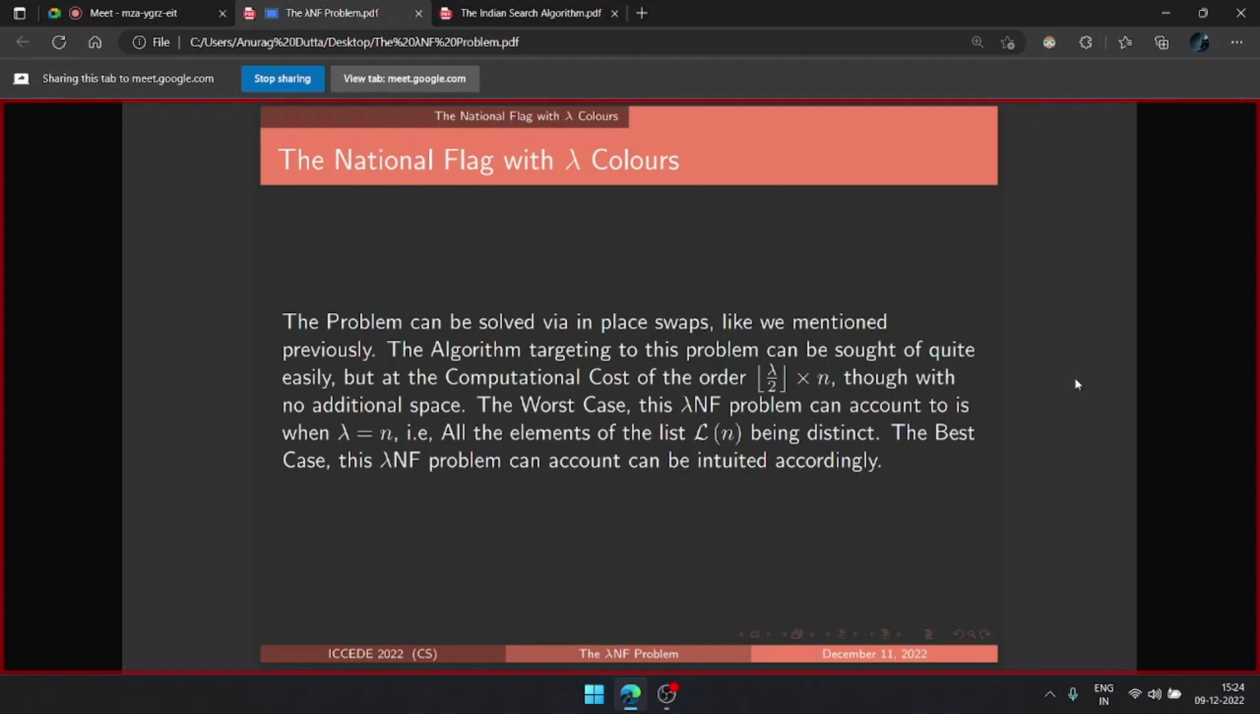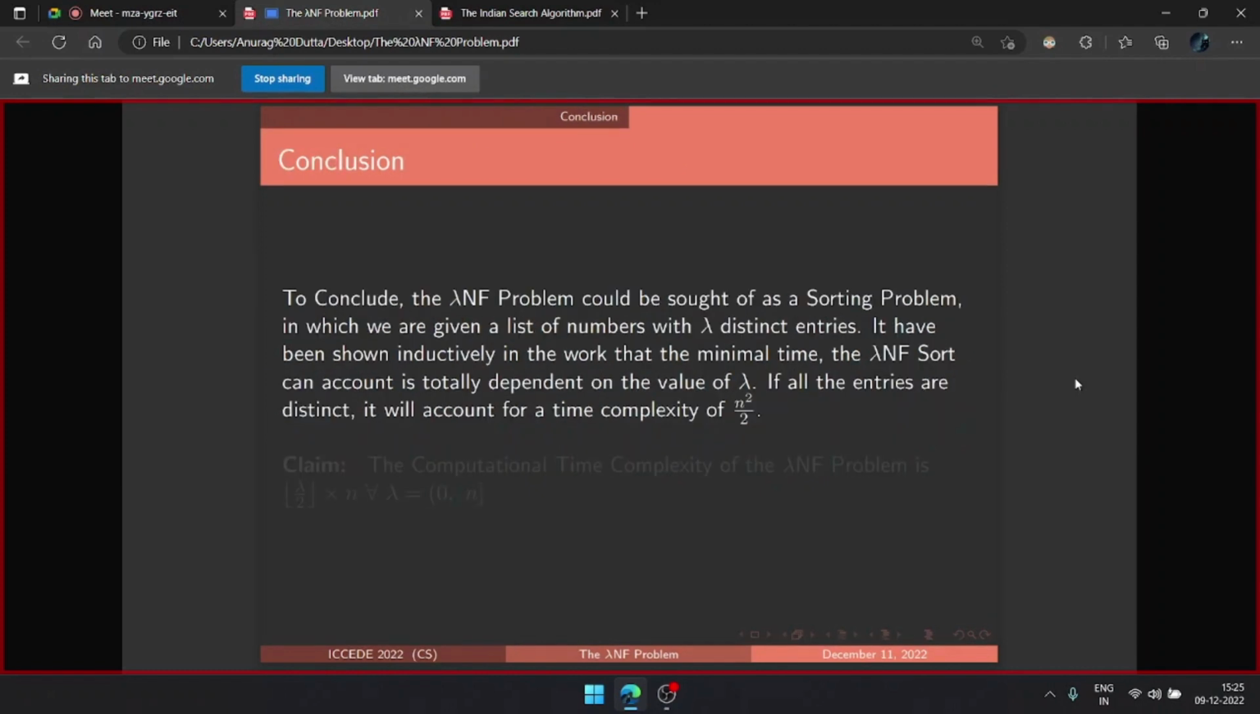In the worst case, the lambda NF problem can be accounted as lambda being equal to n, with all the elements of the list being different. The best case, the lambda problem can be accounted intuitively. Now, to conclude, the lambda NF problem can be thought of as a sorting problem in which we would be given a list of numbers with lambda distinct entries. It has been shown inductively in the work that the minimal time the lambda sort can take is totally dependent on the value of lambda. If all the entries are distinct, it would take a time complexity of n square upon 2.